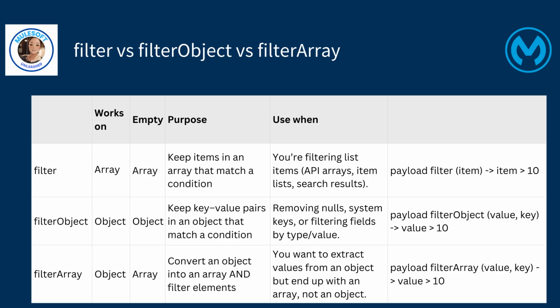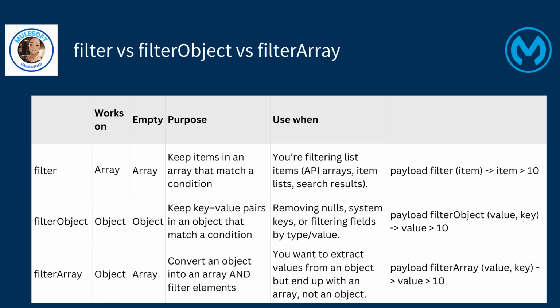Now, let's dive into one of the most commonly misunderstood aspects of DataWeave, filtering. We'll compare filterObject and filterArray side by side. Same input, different results. Let's get started. Arrays use filter, objects use filterObject, objects but want array output use filterArray.